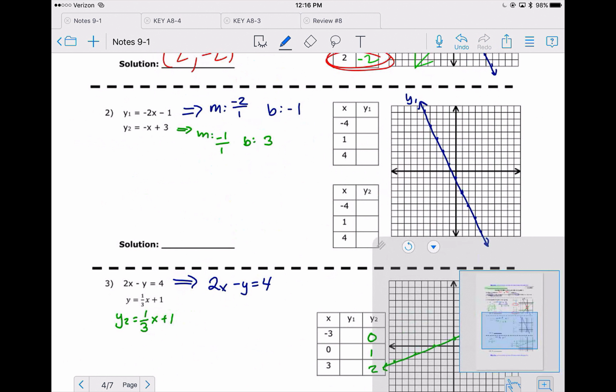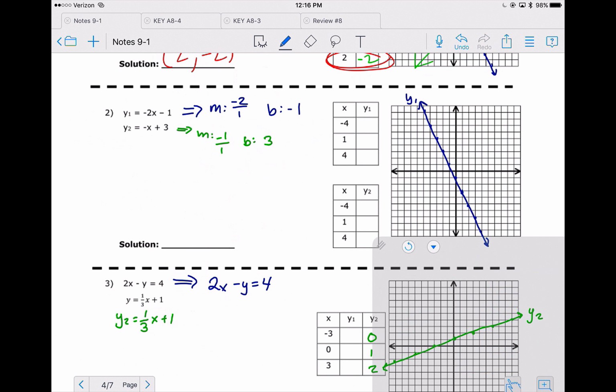Problem 2, these have both already been solved for y, and they are just asking us to graph and fill in the table. When x is negative 4 on the blue line, y1, y is 7. When x is 1, y is negative 3. And when x is 4, y is negative 9.